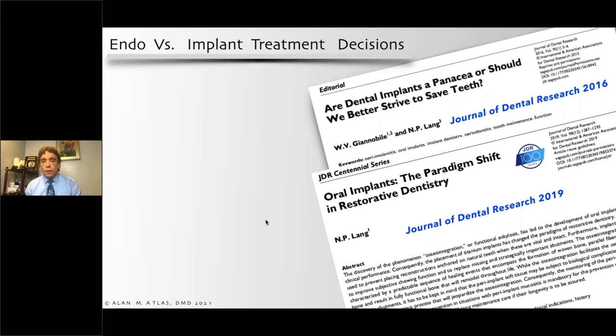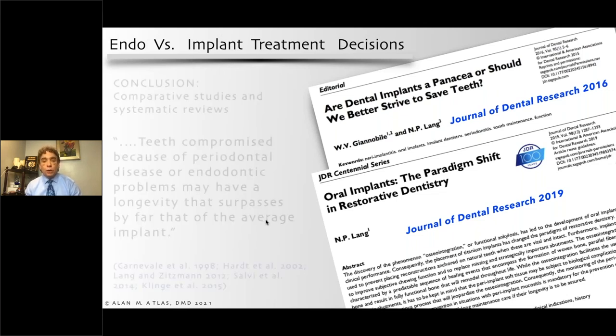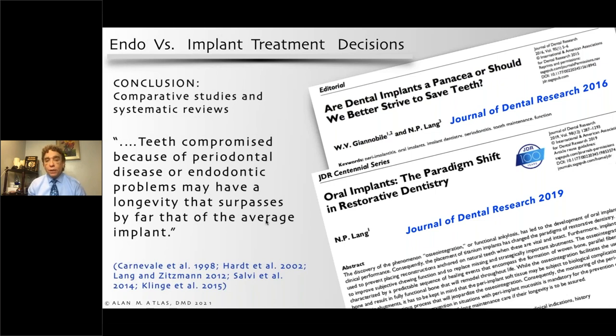Believe me, we know periodontists like to place implants. It's transformed their profession, totally. But the question is, are we making the right decisions by taking teeth out too quick? Are we pulling the trigger too quick on teeth? Well, they found in their review that teeth compromised because of periodontal disease or endodontic problems may actually have a longevity. Can you believe that?